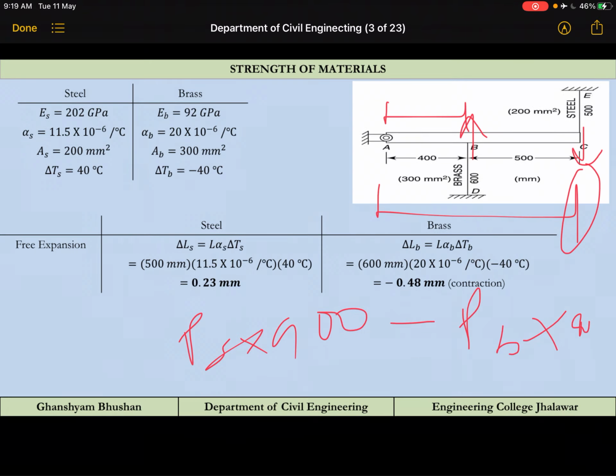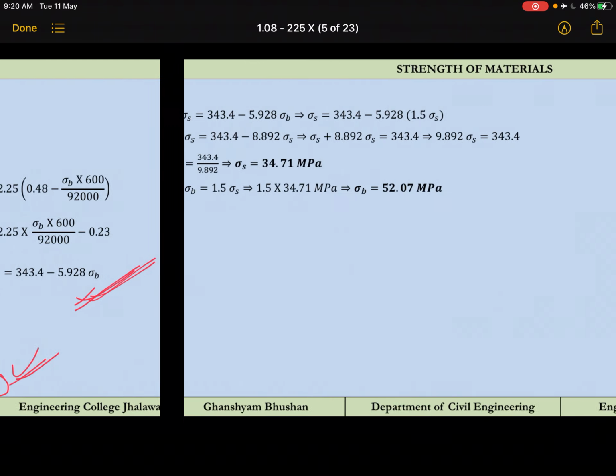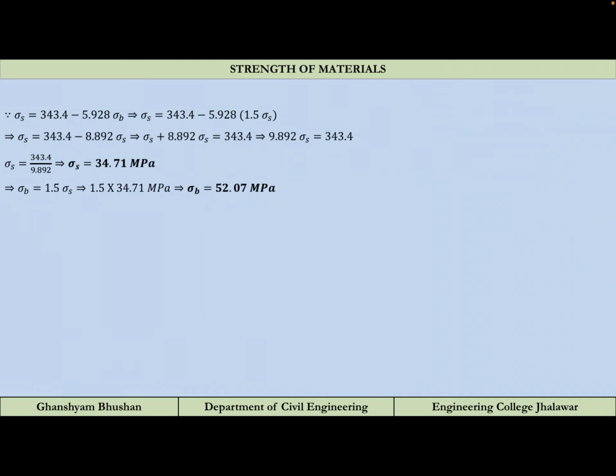Take this equation, and finally you get one more relation, which is sigma B is 1.5 times sigma S after putting in all the values. PB can be written as sigma B into AB and PS as sigma S into AS. Put in all the given values. So we have two equations and two unknowns, and the problem is solved. Putting in the values, sigma S comes out to be 34.71 and sigma B comes out to be 52.07. In this way you can proceed with these types of problems.